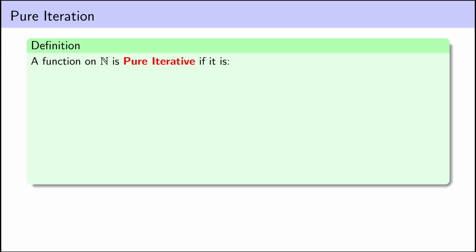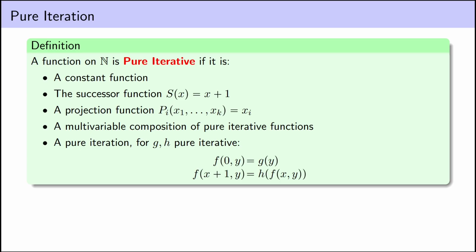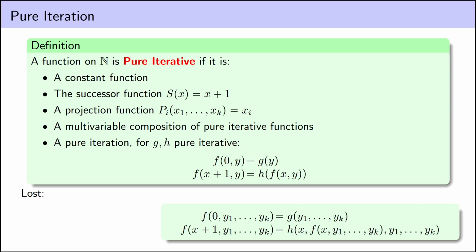I'll say that a function is pure iterative if it is, just as before, a constant function, the successor function, or a projection function, or a multivariable composition of functions that we've already established as pure iterative. Or a pure iteration. If we already have pure iterative functions g and h, we can construct a new pure iterative function f, where f of 0, y is g of y, and f of x plus 1, y is h of f of x, y. Notice that we've lost quite a bit here.